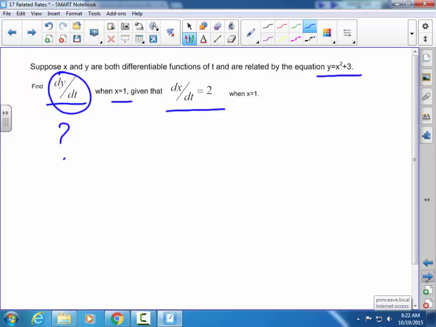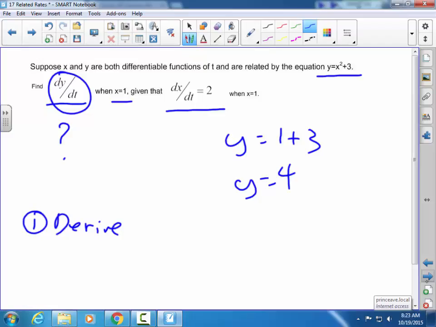How do you think we should find dy dt? Okay, so we get y equals 1 plus 3, so y equals 4. But that's not dy dt. Find the derivative first. We first of all need to find the derivative of this equation. Now that's a crucial point. The first thing you need to do is to derive it, okay?